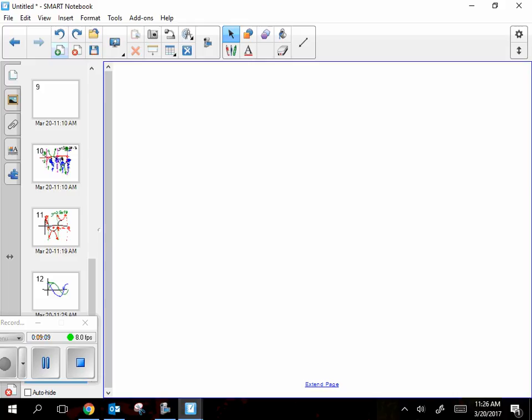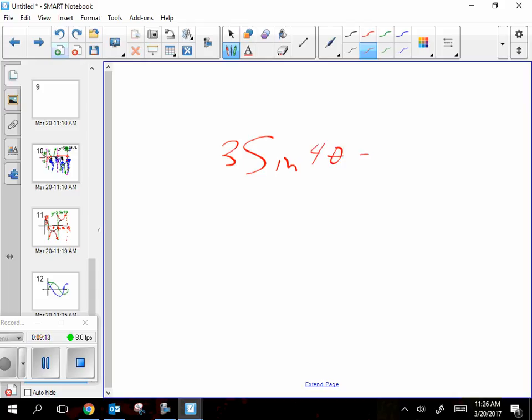Then, here's the trickier kind. What if they throw in 3 sine of 4 theta minus pi plus 1? That's got all the elements. That's got an amplitude of 3. That's got a b term of 4, a shift of not right pi. It seems like it's shifted to the right pi, but it's not. You got to factor it first. And then it's also been shifted up 1.